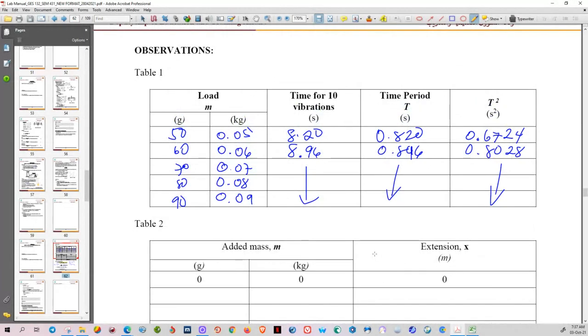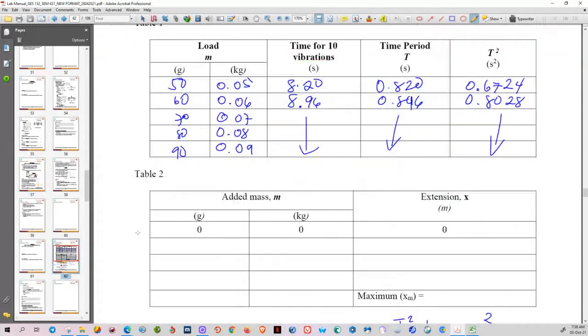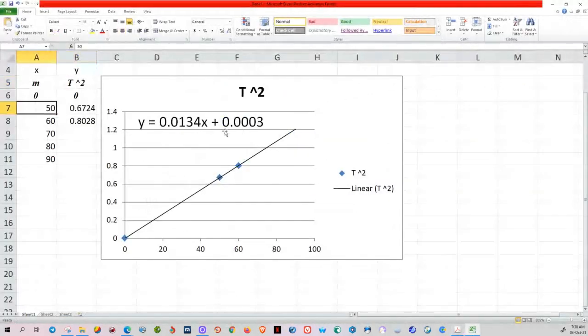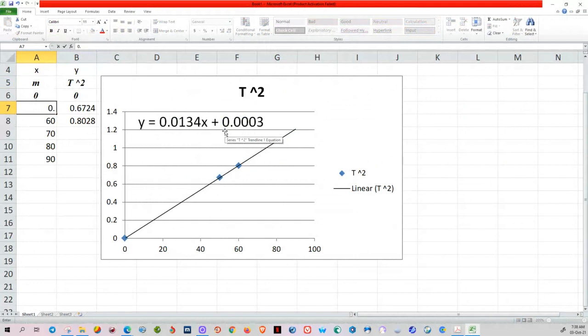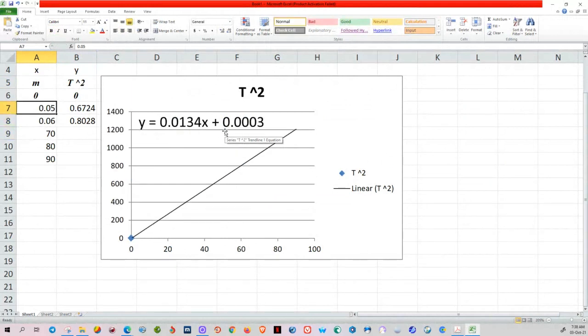Okay. Actually, the mass has to be the kilogram value, not the gram value, because we are going to calculate gravity. If you remember the objective, let me go back to the objective. We are going to calculate acceleration due to gravity. Okay? And when we calculate acceleration due to gravity, we have to use at the end the value of the mass in kilogram. So that's the good thing about Microsoft Excel because you can change the value. So 0.05, 0.06. Okay? As you can see, this is the advantage of using Microsoft Excel.